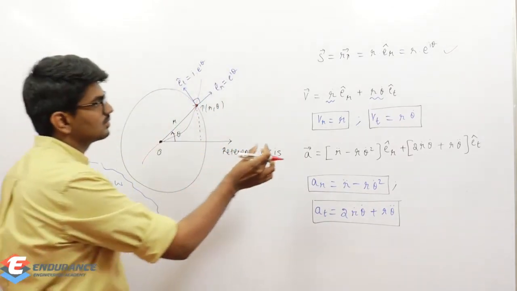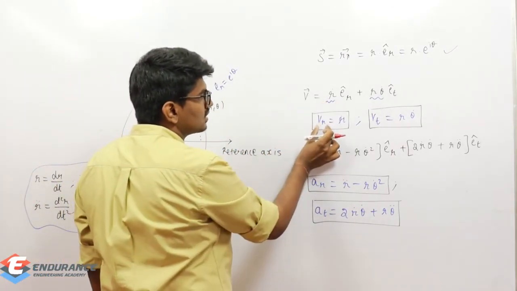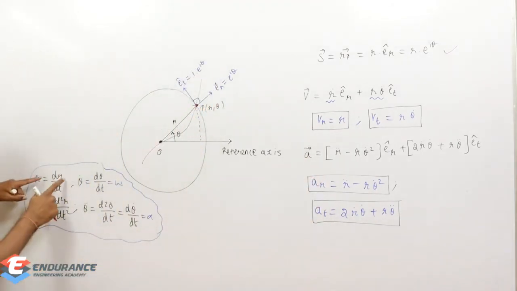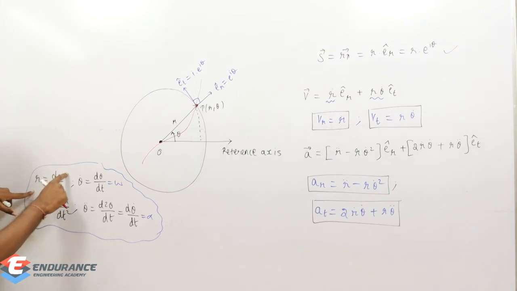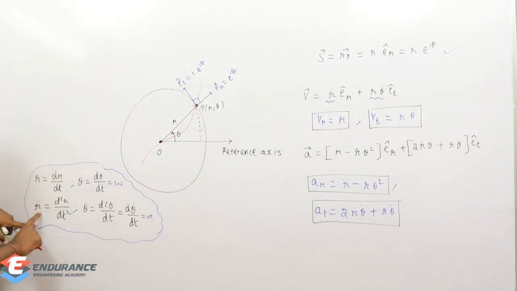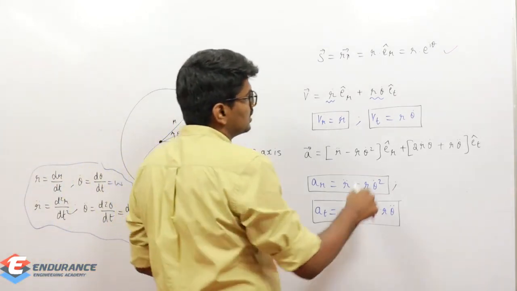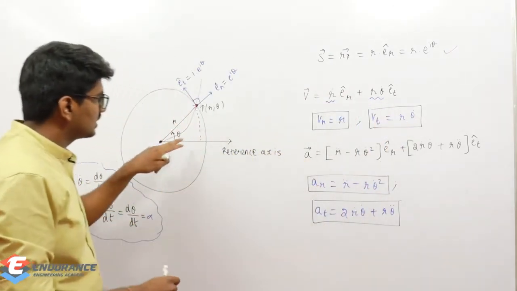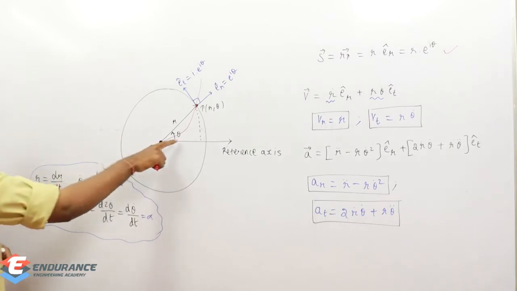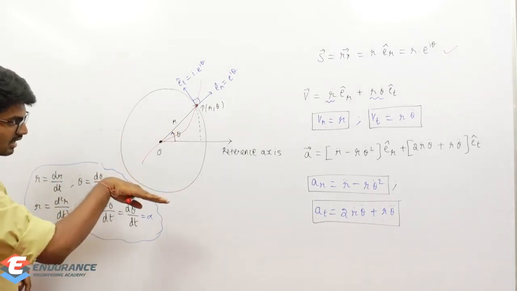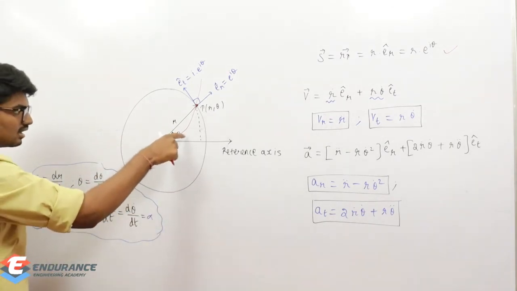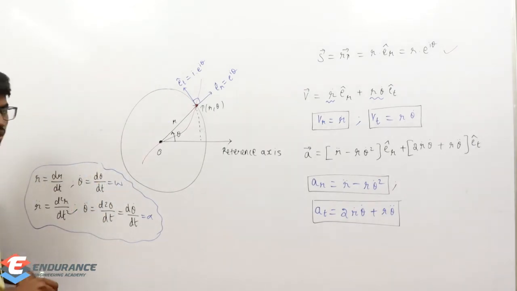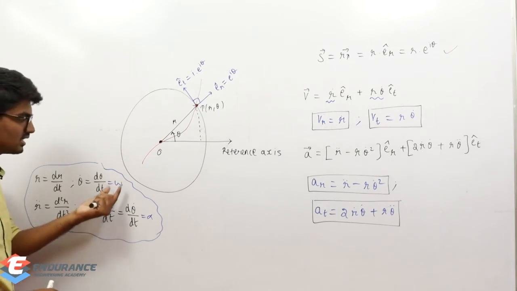So this is the radial component of velocity, which is r dot. r dot means the first derivative of that radius. The second derivative of that radius is r double dot. Then r into theta dot. Theta dot is the rate of change of angular displacement, which gives me omega, the angular velocity.